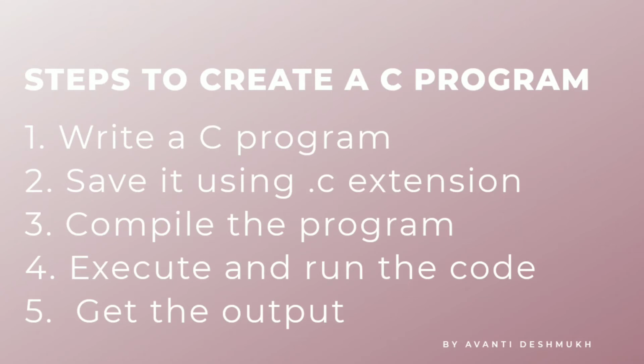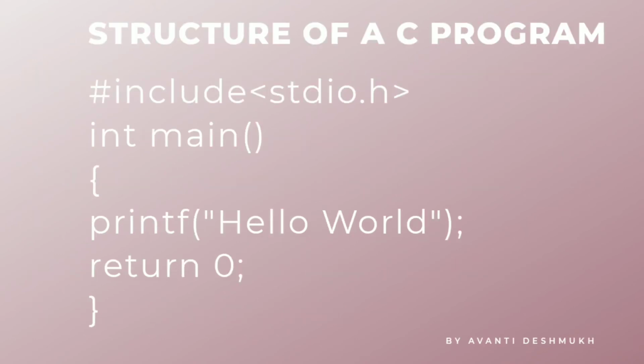There are just 5 simple steps to create a C program. Think about the logic and write the code. Save the code using .c extension. Compile the code to check any compilation error. Execute and run the code for runtime errors, and you will get your output. Using these 5 steps, you can create any C program.